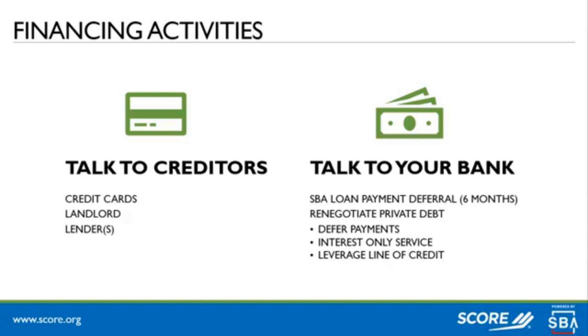And then talk to your bank, because if you have an SBA loan, you need to discuss with them the 6-month deferral. If you have private debt, you need to talk about renegotiating that. And that's deferring your payments or doing interest-only service or trying to leverage your line of credit if you have a line of credit with the bank in order to try to make sure you've got enough cash to weather the shutdown that you're faced with at this point.